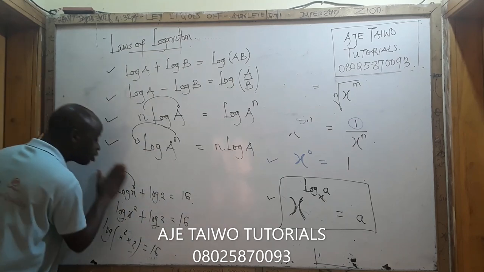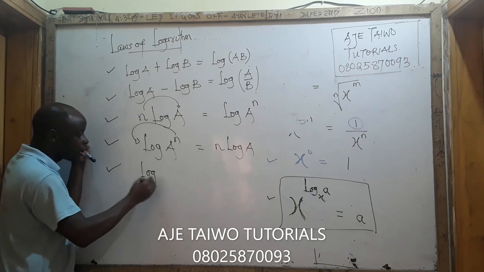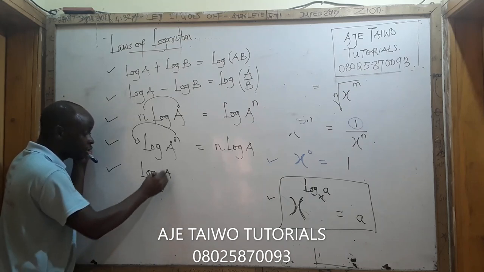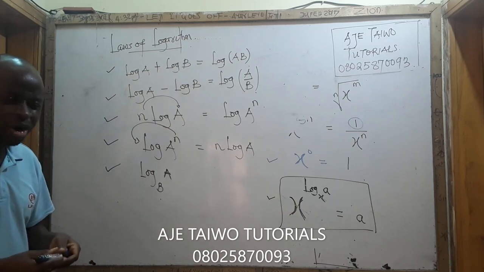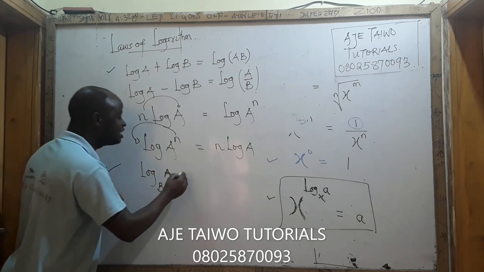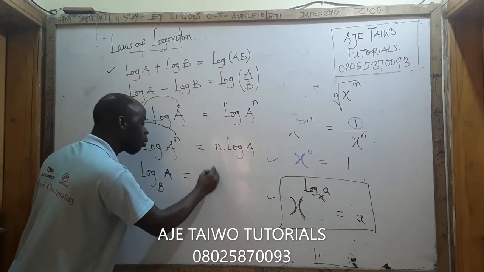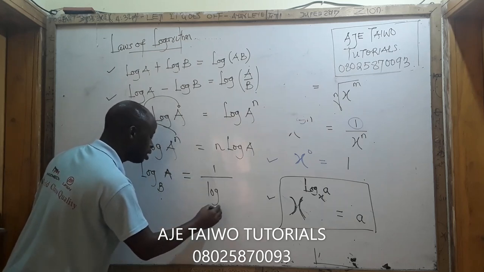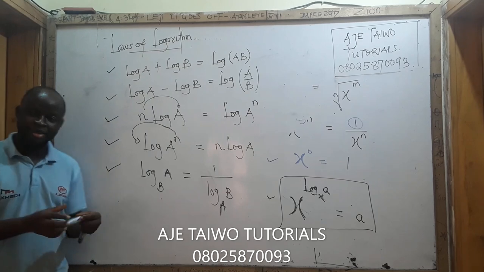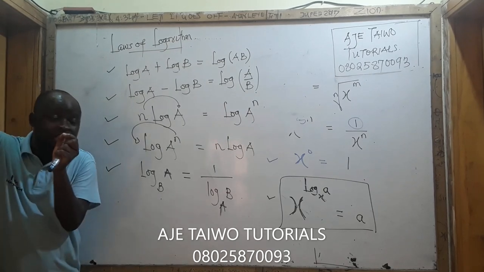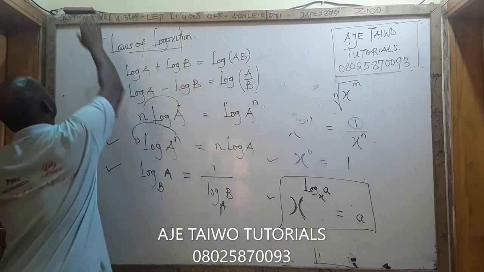It's very important. We also have what is called change of base. If you have log A base B, log A base B is the same thing as 1 over log B base A. See the board. This is for change of base. At times, you may need to change base. You may want to maintain the same base. Let me give you an instance. This is called change of base.